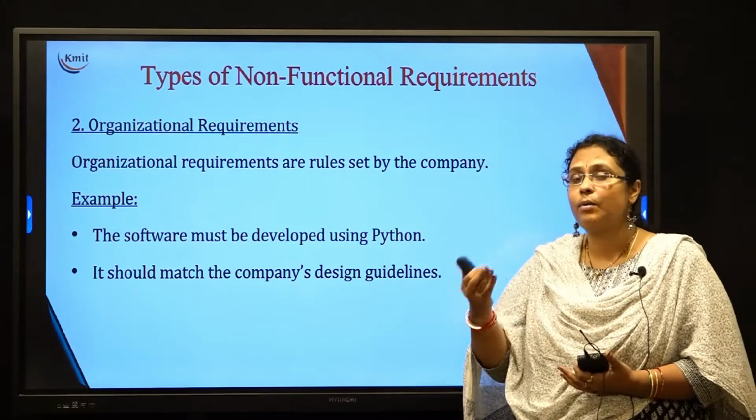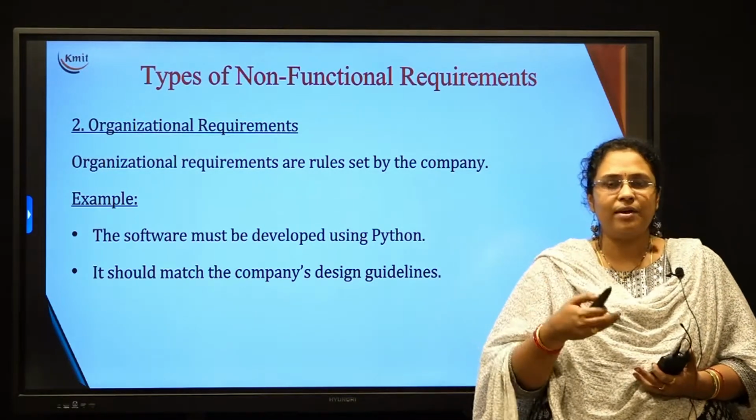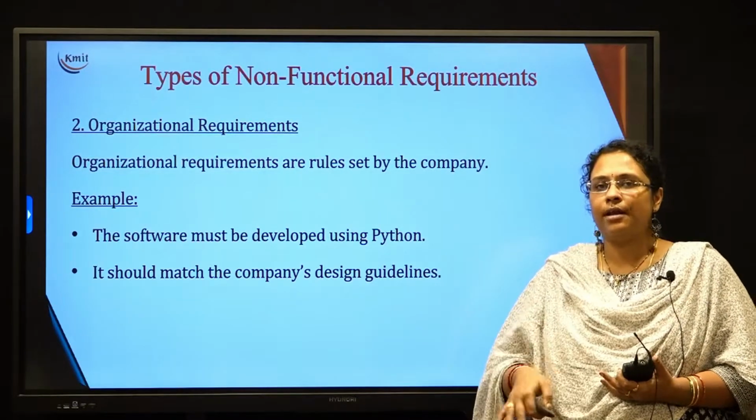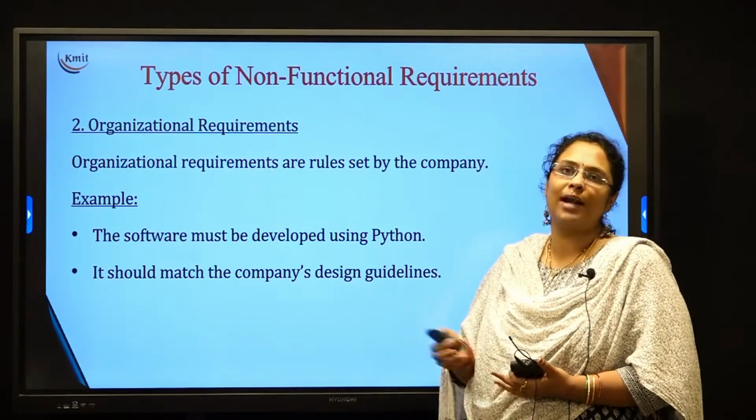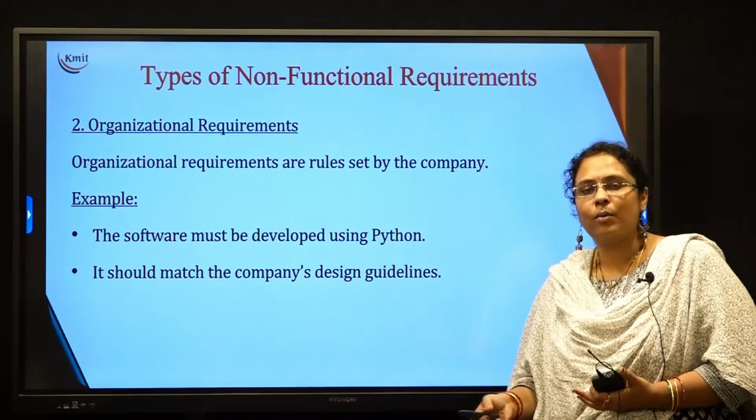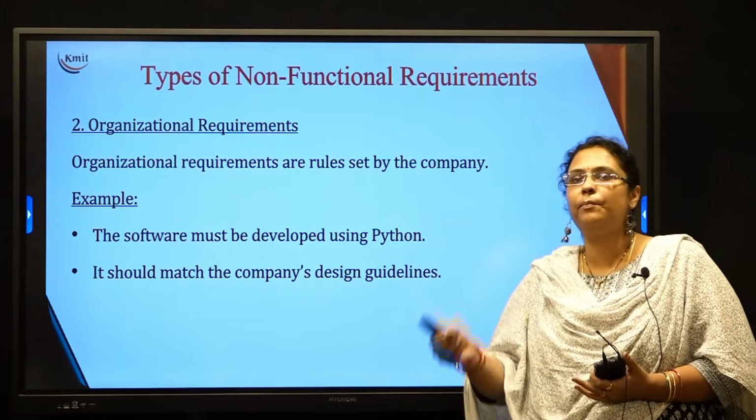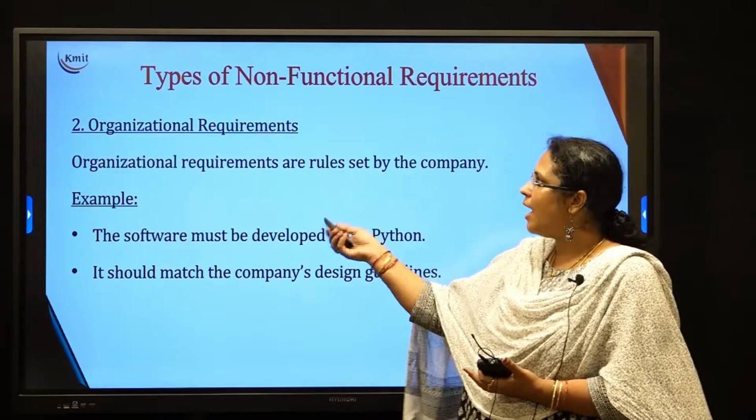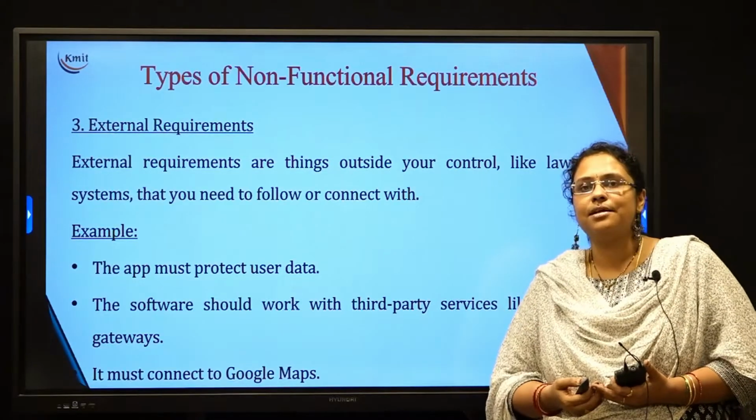These are the requirements that are set by the organization. Okay. Like for example, if they feel like whichever project that particular organization is developing, that should be developed only using Python language. This is the rule set by the organization. Such type of requirements which are set specifically by the organization and should be followed in the software development are called as organizational requirements. The third one you have is external requirements.